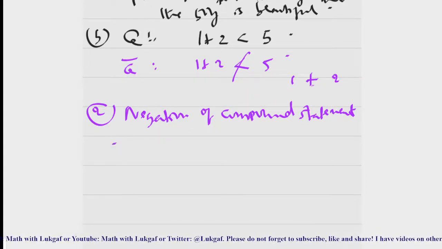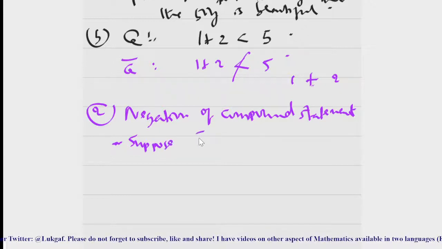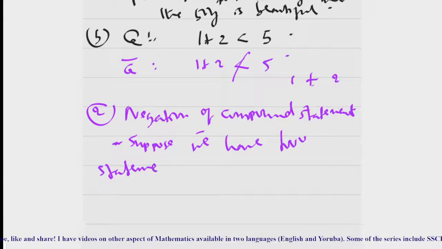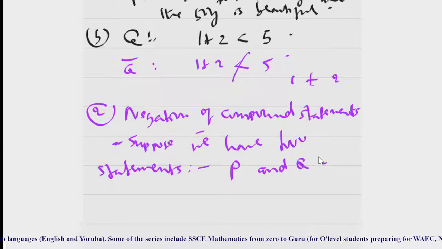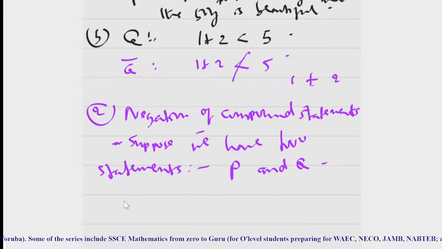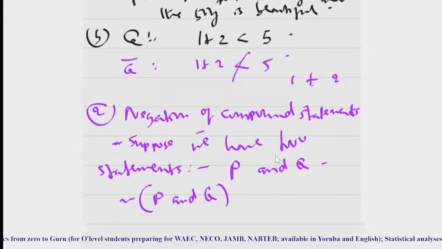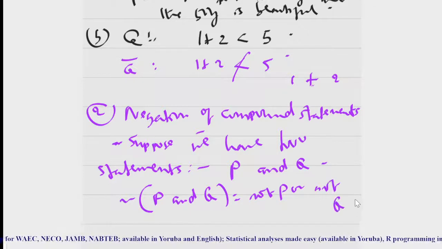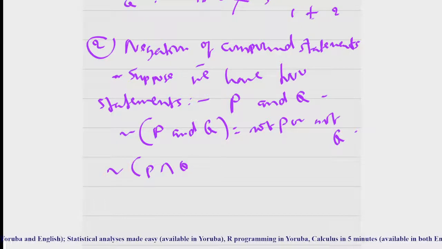Suppose we have two statements. When we are talking about compound statements, we'll be talking about two or more statements. Let's say we have P and Q. Then the negation of P and Q is equal to not P or not Q. I'm going to explain that. What that is saying is, the negation of P and Q is what?